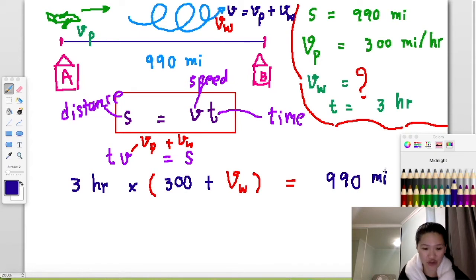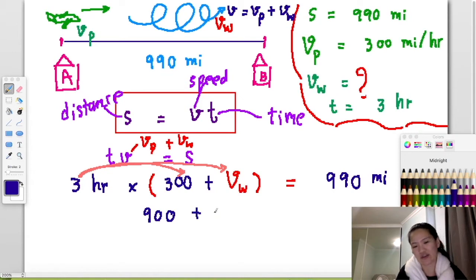What do I do next? I'm going to multiply by 3 in here, in the bracket. Like this. I'll show you one more time. Multiply 3 with 300 and multiply 3 with VW. So 3 multiplied by 300 is 900, and 3 multiplied by VW is 3VW, and it equals 990.